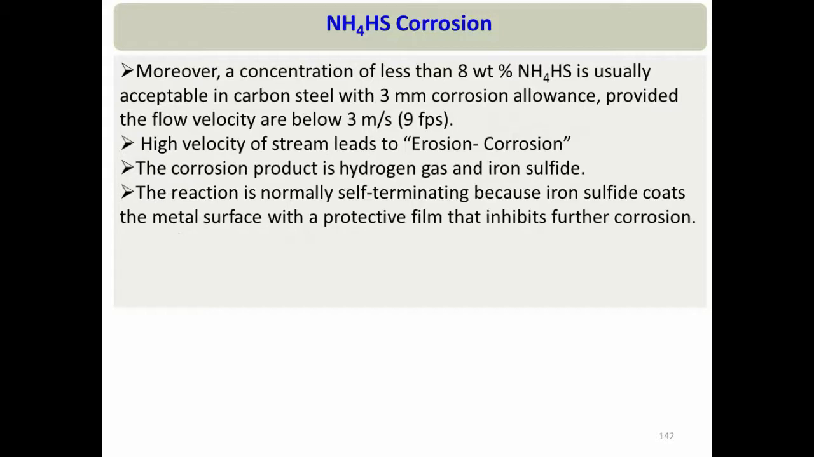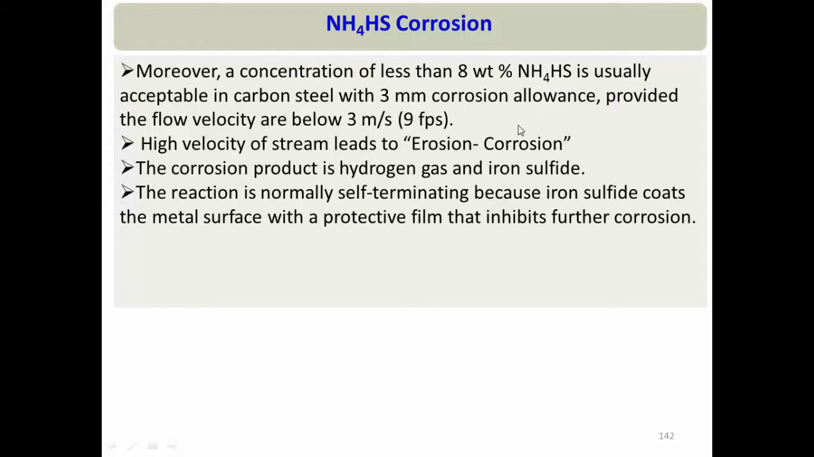What is recommended here is that ammonium bisulfide concentration should be less than 8 weight percent and fluid velocity should be less than 3 meters per second. This is okay, but how do we reduce concentration? We can reduce concentration by water washing. If we add more water, concentration will go down, and that is why one way to control ammonium bisulfide corrosion is water washing. That is very important. We do water washing to avoid salt deposition, and we also add sufficient water to reduce the concentration of ammonium bisulfide to avoid ammonium bisulfide corrosion.